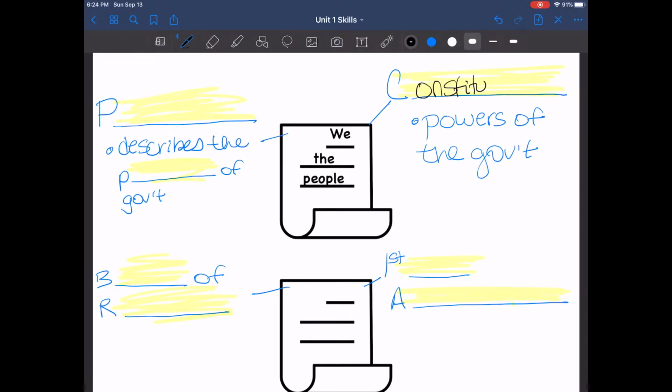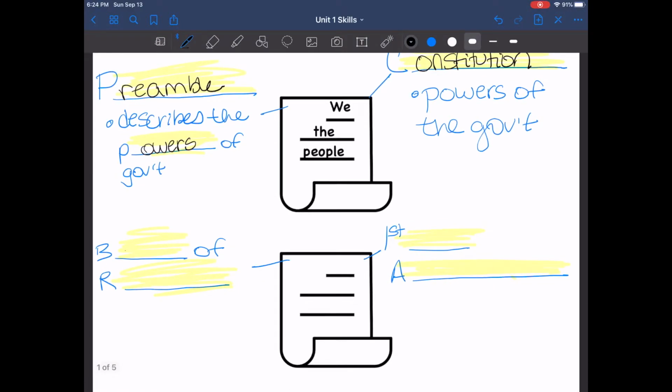In our Constitution, it shows or lists the powers of our government. Our preamble, or the beginning of the Constitution, describes the powers of the government. The Bill of Rights were the first 10 amendments of the Constitution, or additions to the Constitution. Here we see some of the most famous rights that Americans have today, such as freedom of speech, freedom of press, and freedom of religion.